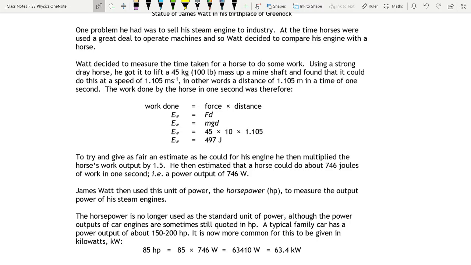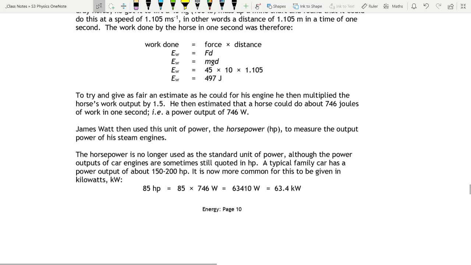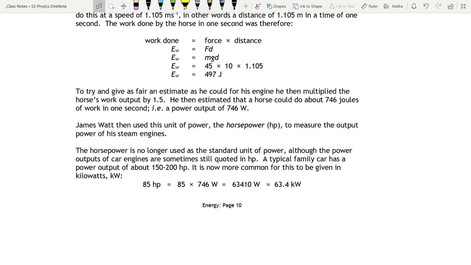To give as fair an estimate as he could for his engine, he then multiplied the horse's work output by 1.5, just to give it a fair advantage, basically. He then estimated that a horse could do about 746 joules of work in 1 second if it was really pushed. So a horse would have a power output of 746 watts. And he then used this unit of power, the horsepower, which you might already have heard about if you know about cars and engines, to measure the output power of his steam engines.